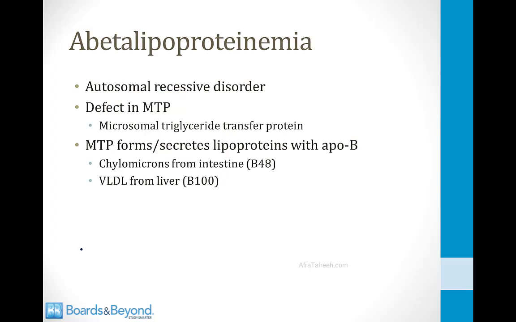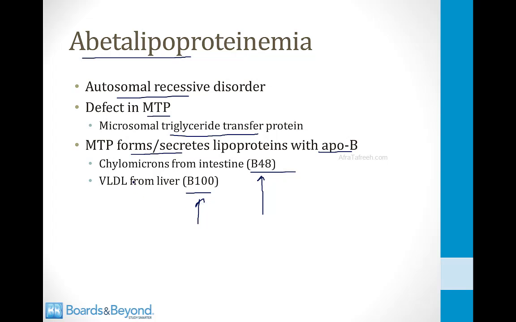Our final topic in this module is a rare disorder of lipid metabolism called abetalipoproteinemia. This disorder gets its name because children born with this condition lack the beta lipoproteins like B48 and B100. This is an autosomal recessive disorder, and the underlying cause is a defect in something called MTP. MTP stands for the microsomal triglyceride transfer protein, and MTP's job is to form and secrete lipoproteins with ApoB, like B48 and B100. This is a very rare disorder, but the reason it comes up sometimes on the USMLE exam is because they use it to test whether or not you understand what the lipid particles with B48 and B100 do. When those lipid particles are missing, that will result in the characteristic features of this disorder.